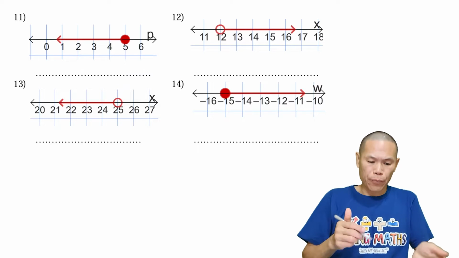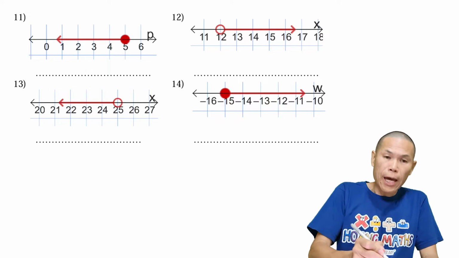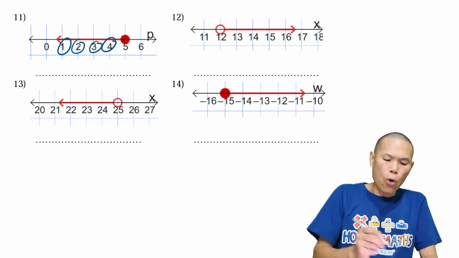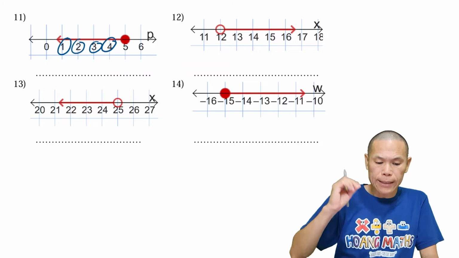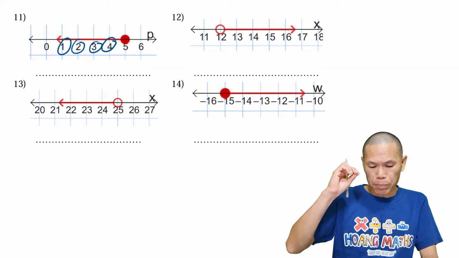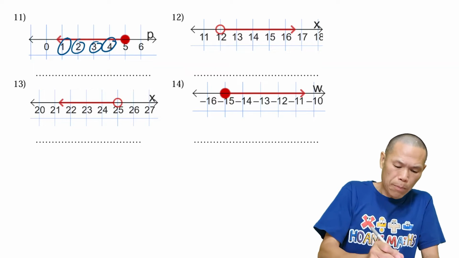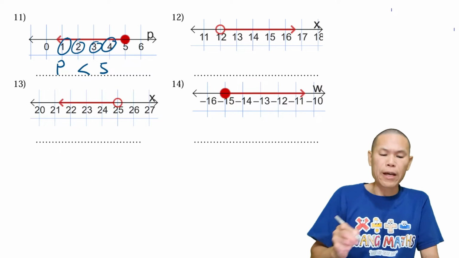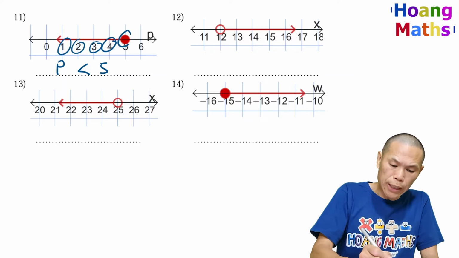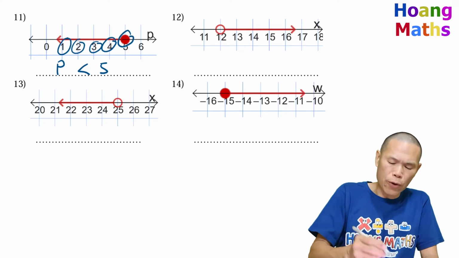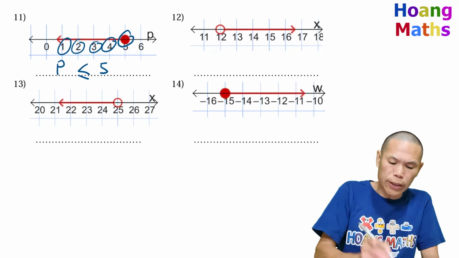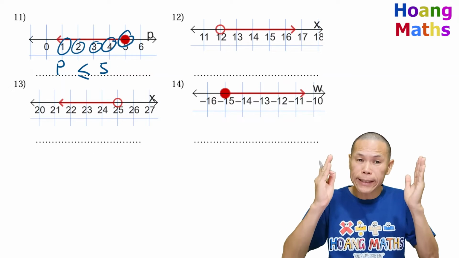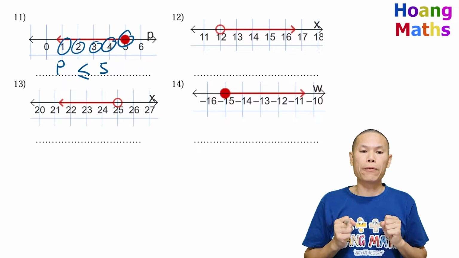Question number 11. So we start from 5 and going this way. So we know that all of these numbers are less than 5, right? And because these numbers are P, that means P is less than 5. But because the circle is not empty, therefore we have an equal sign. That means including 5. So in other words, P is less than or equal to 5.